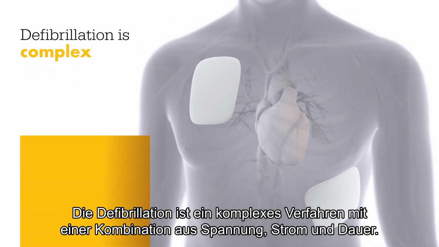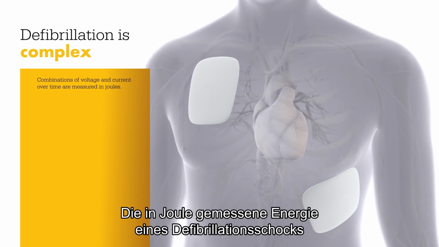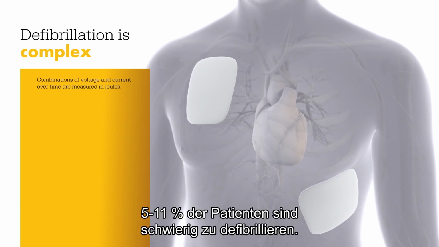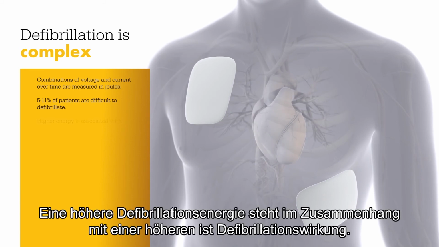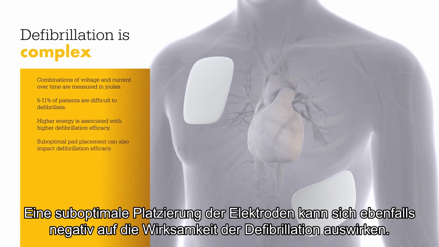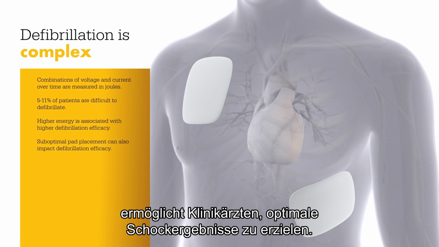Defibrillation is a complex process that combines voltage, current, and duration. A defibrillation shock's energy in joules combines these key electrical characteristics. 5 to 11% of patients are difficult to defibrillate. Higher defibrillation energy is associated with higher defibrillation efficacy. Suboptimal pad placement can also impact defibrillation efficacy. Better understanding of how defibrillation works can help clinicians maximize shock efficacy.